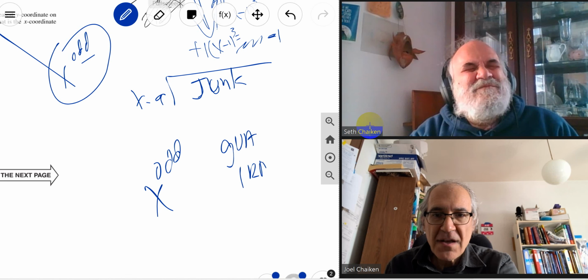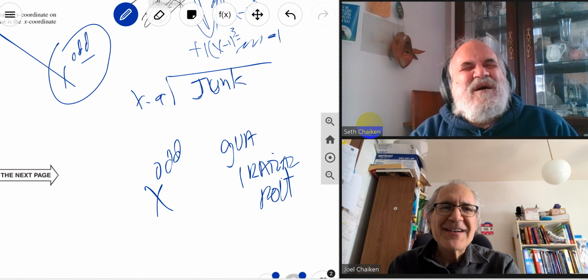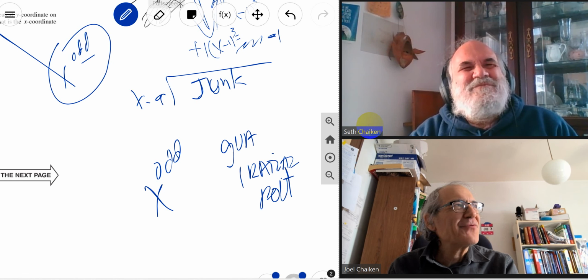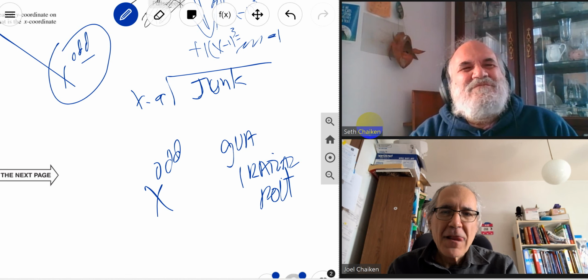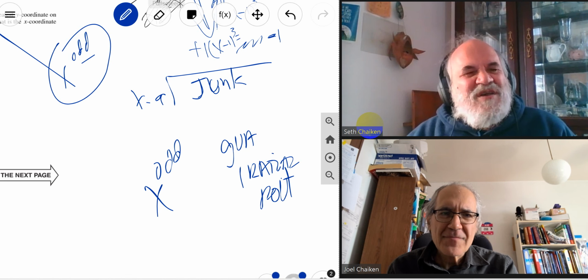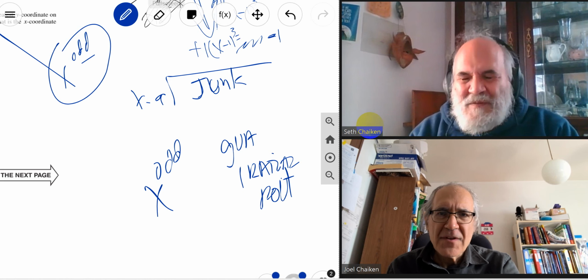No. X cubed minus 2. No, real. Sorry, real. Wait, x cubed? Oh, yeah, sure. You're guaranteed to have a real root. That's different from a rational root.